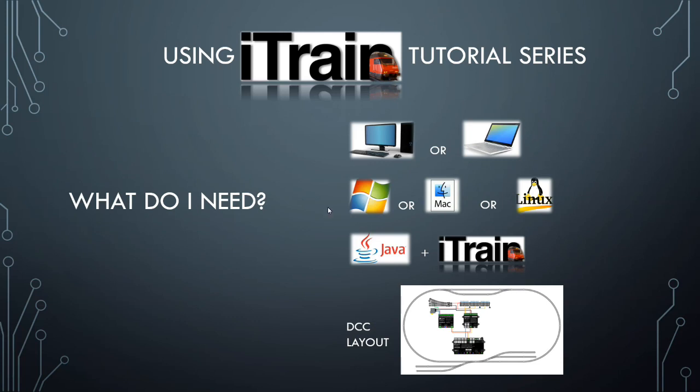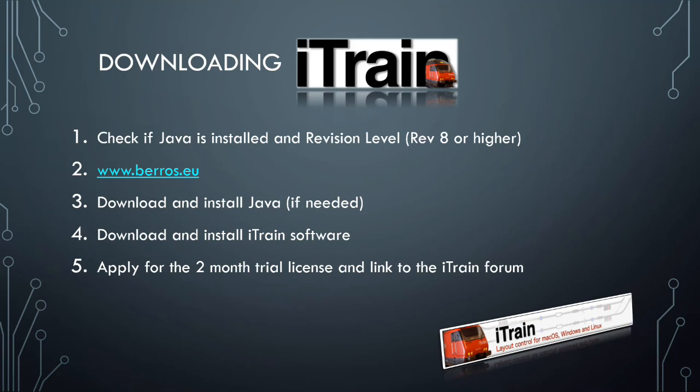Now, initially, that is all you need to follow along with these tutorials because we'll be using iTrain in offline mode, so we will not be physically connected to your layout. But at some stage, of course, you'll want to connect to your own layout, and I will show you how to do that and how to transfer what you've learned on the simulator, if you like, over to your layout. Okay, so let's move ahead and start installing the software.